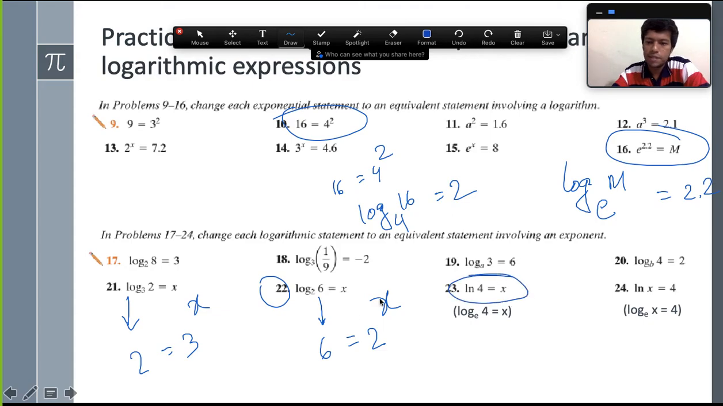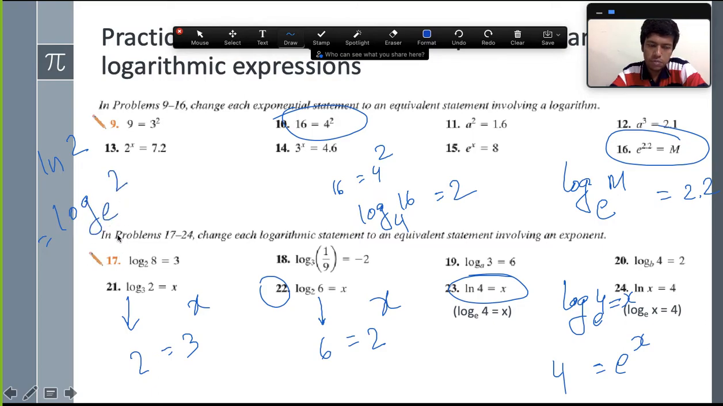This is given ln of 4. ln 4 means log base e of 4, equals x. How do we convert it? We can convert it with the same method. So first write 4 equals e to the power x. If they write ln, suppose ln 2, it means log base e of 2. Log base e means ln. This is ln.